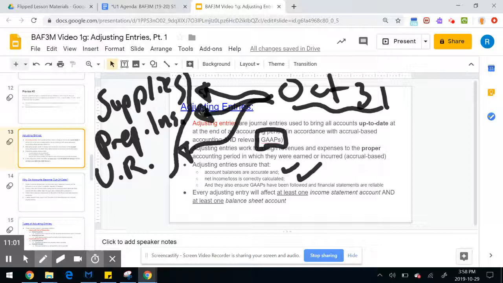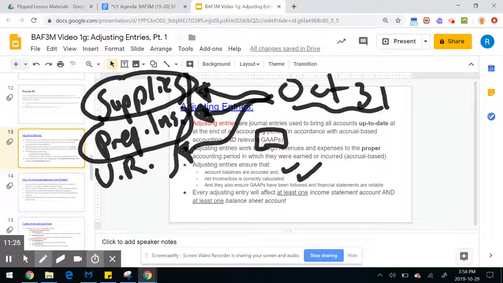Let me use the supply one, for example. Remember we counted the supplies at the end of the month, and we actually used $1,500 worth of supplies. If we don't debit expenses for $1,500 worth of supplies, then we're going to be overstating our profit. Or prepaid insurance: we used up some of that asset, the prepaid insurance account, for 600. We used up some of it this month, so we should be debiting insurance expense because that's an expense we use to help earn money this month.